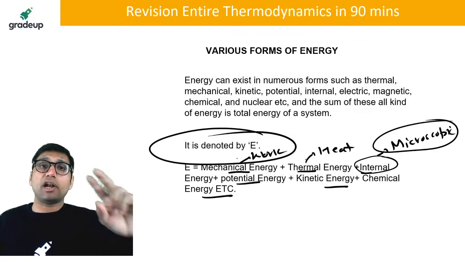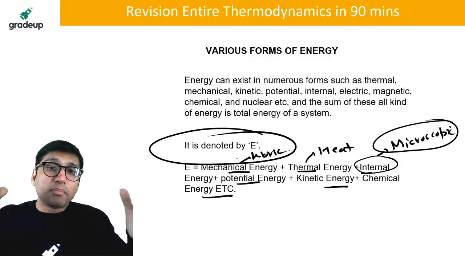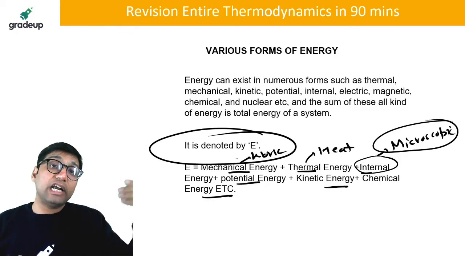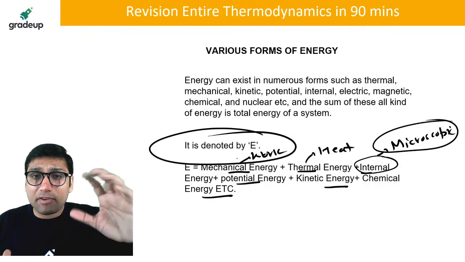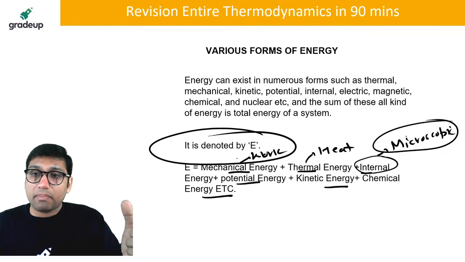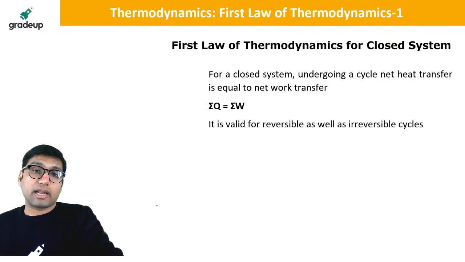Microscopic and macroscopic are two different approaches of thermodynamics. In the macroscopic approach, we study the average molecular behavior. And in the microscopic approach, we study the individual molecular behavior, the behavior of each and every molecule. That is called the microscopic approach. In the microscopic approach, we generally study the internal energy. In macroscopic, we study potential and kinetic energy. Okay, those are all different types of energy.